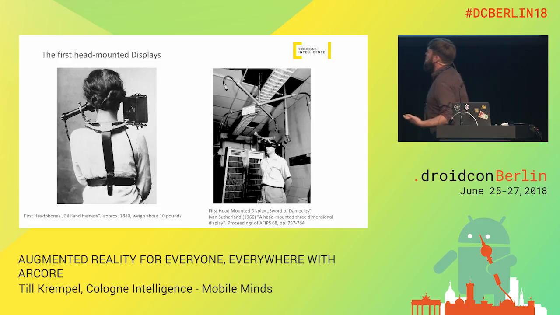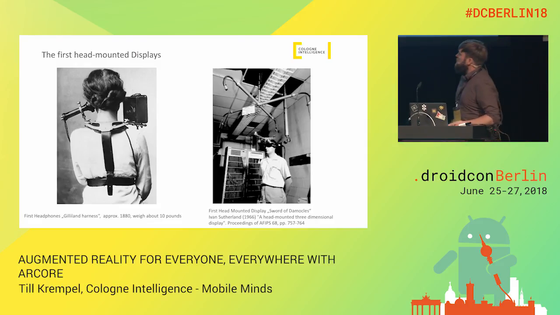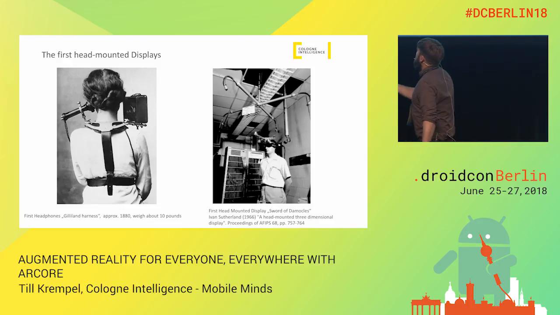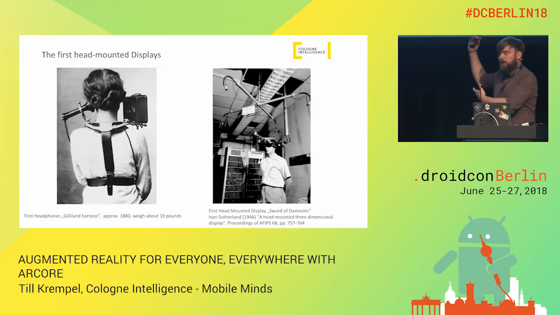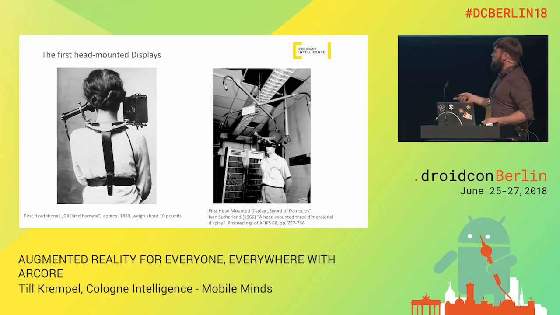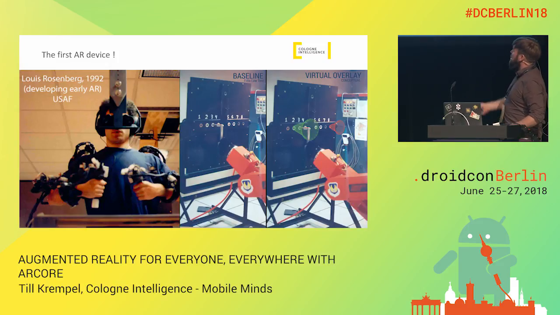If we move on a bit more quickly, these are the first head-mounted displays or headphones. This is from the 1880s, and this box weighs approximately 10 pounds. This is the way the first telephone connectors were working. They had this loudspeaker on their shoulder in a harness. And the first head-mounted display, which is only related to AR, I know, but it's an interesting fact to know, was called the Sword of Damocles because of its massive dimensions and weight. You can see it here.